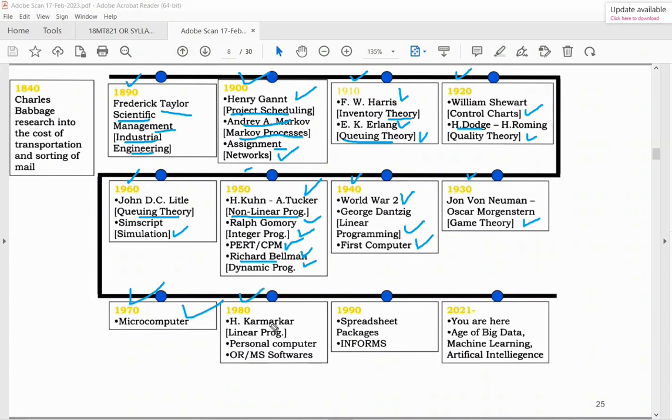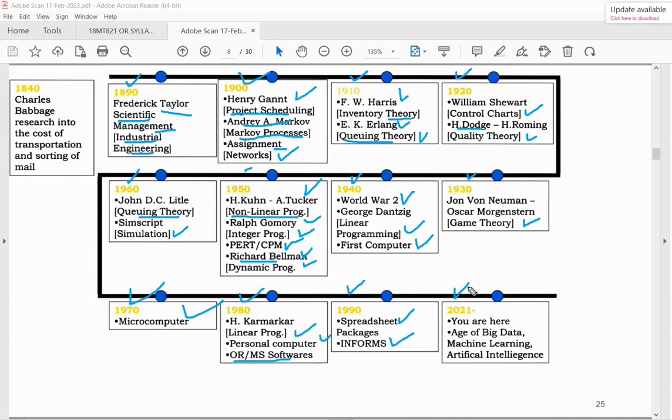Then in the 1980s, there was a requirement of linear programming, and the utilization of the personal computer. Then OR and management system software were designed. Then in 1990, spreadsheets, which we call Excel. Those Excel sheets are also used as packages to define proper systems and analysis.